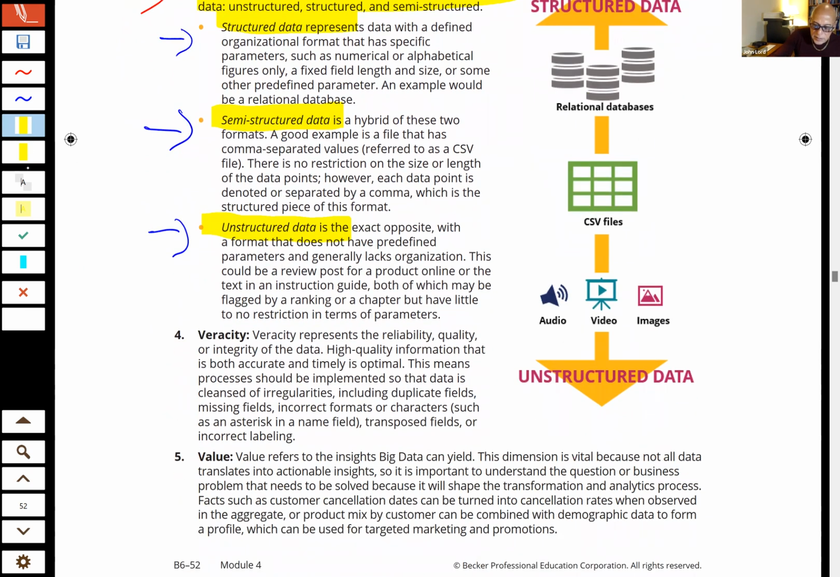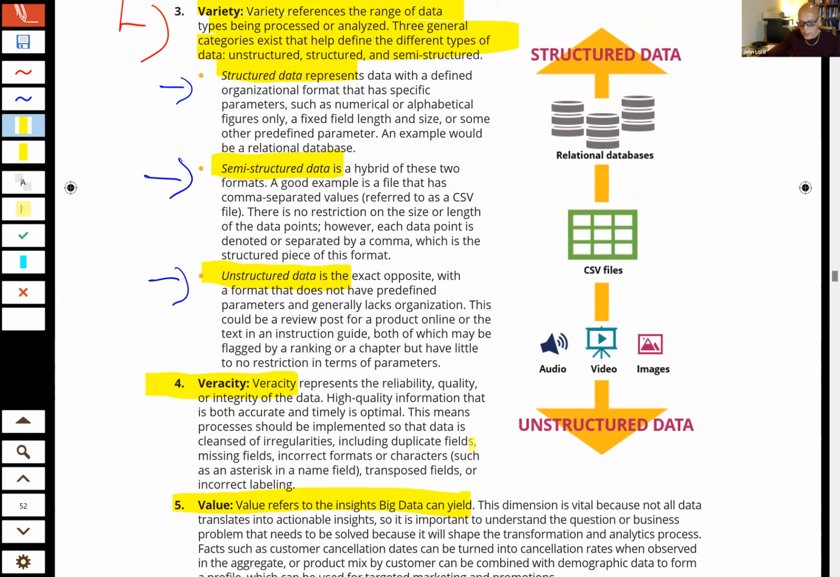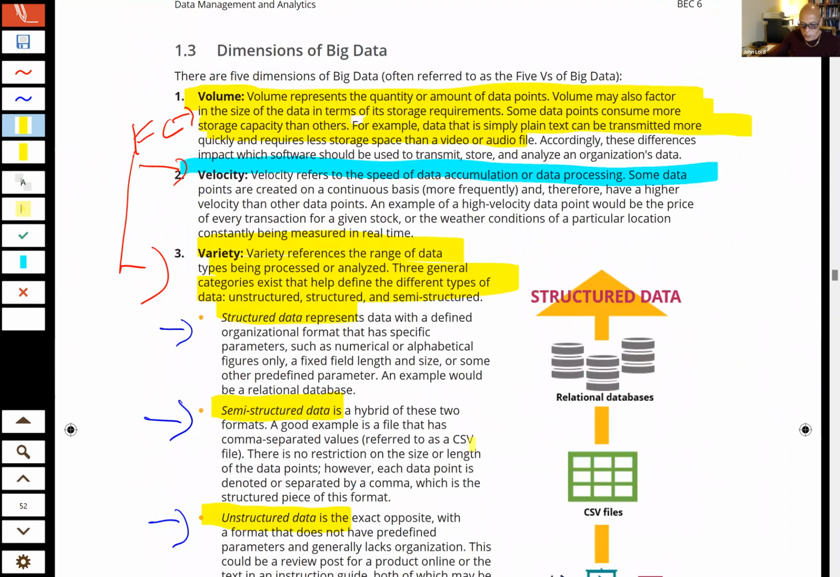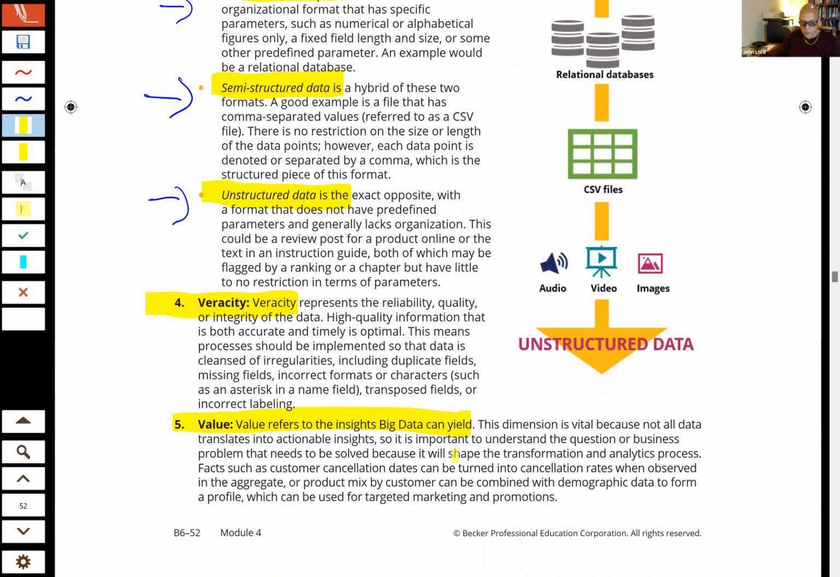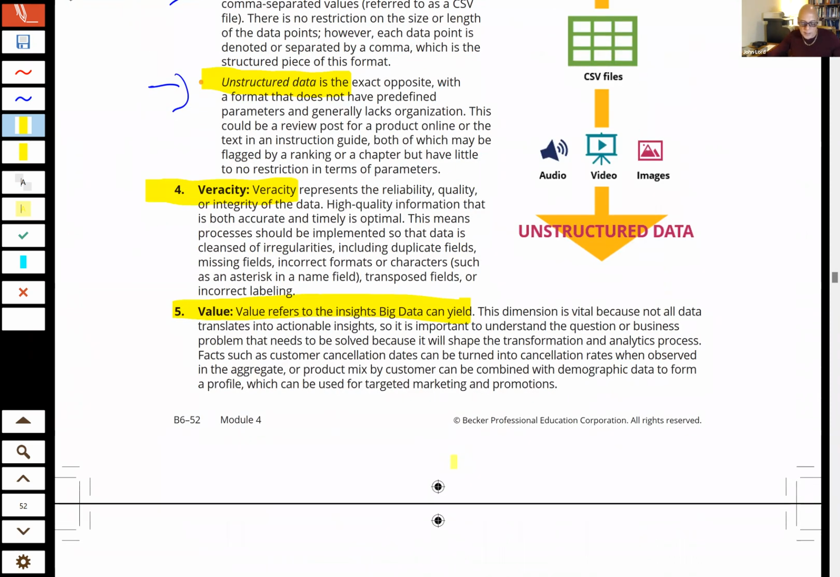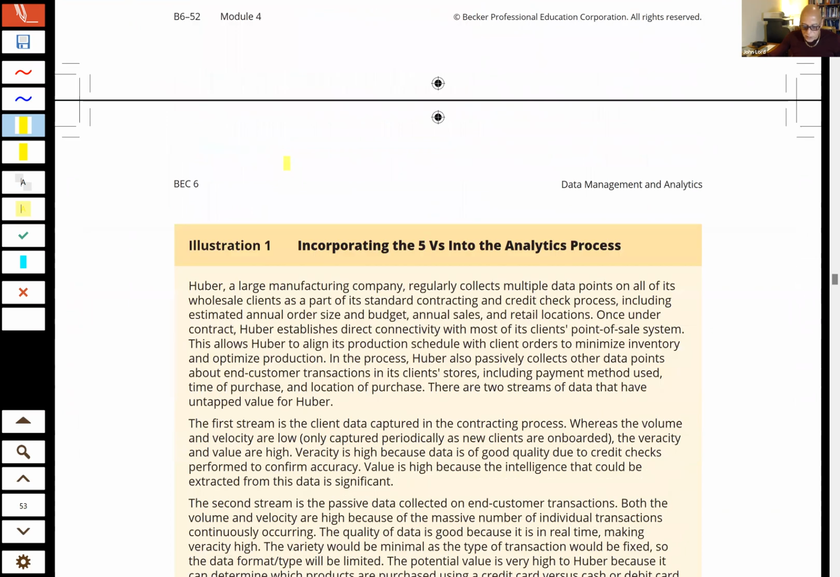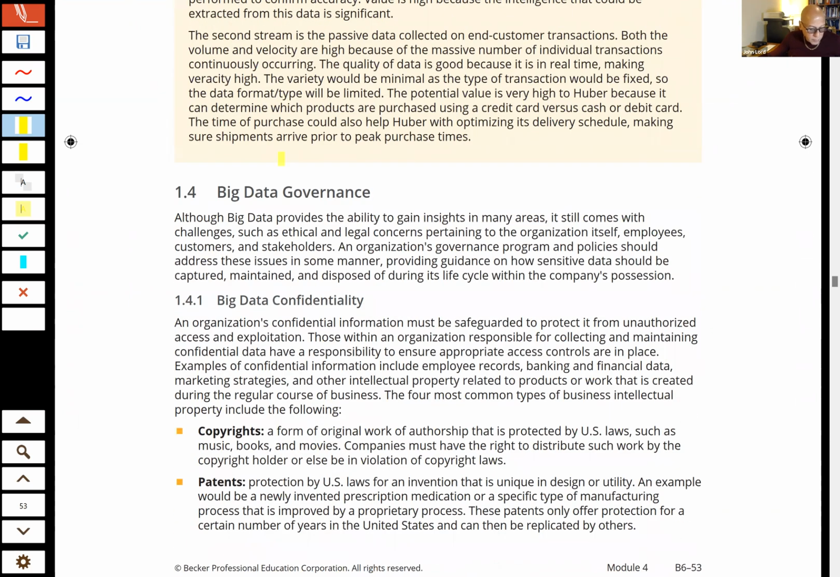Veracity of the data, guys, is a fancy way of saying what? The reliability of the data, okay? And then the value of the data is what sort of insights it can yield for us. So go ahead and flashcard these different terms: volume, velocity, variety, the three types of variety, the veracity, the integrity and reliability of the data, and the value, which is how useful it is in helping us make the decisions that we need to. Now we come over and take a look at some of the governance issues.